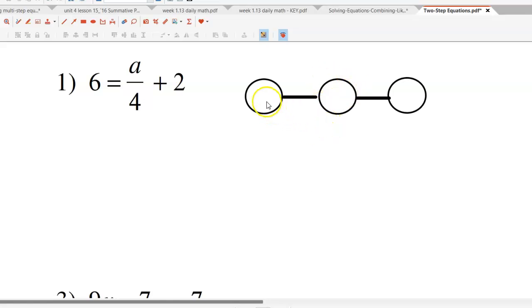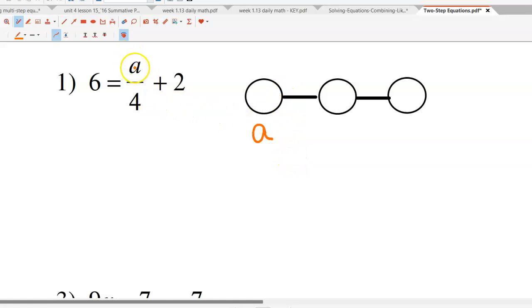So in this diagram, I have these little circles, and on the first circle, underneath it, I'm going to put the variable that we're working with. We're going to solve for our variable, so we want to isolate our variable, and we're going to solve for a. And I'll put that there.